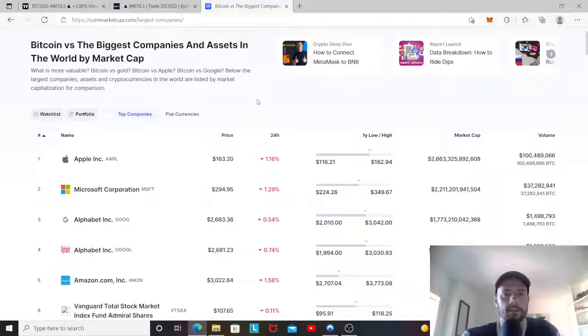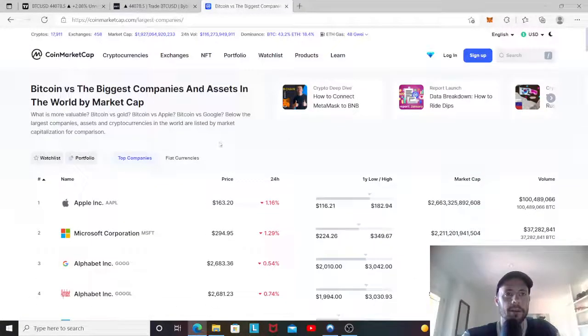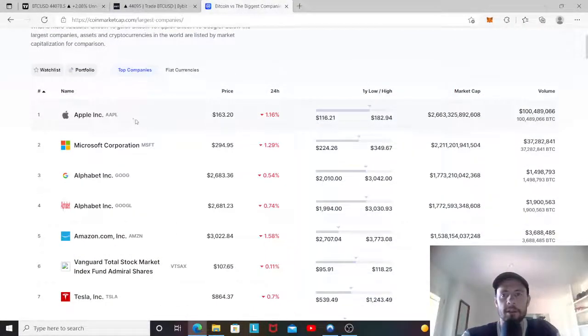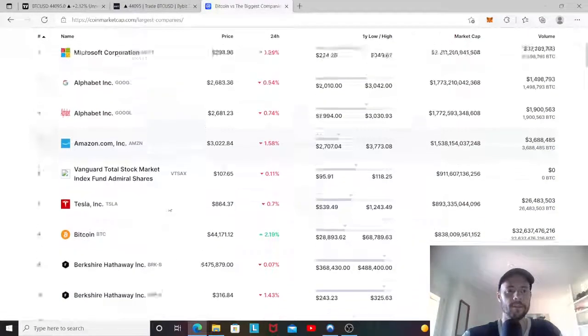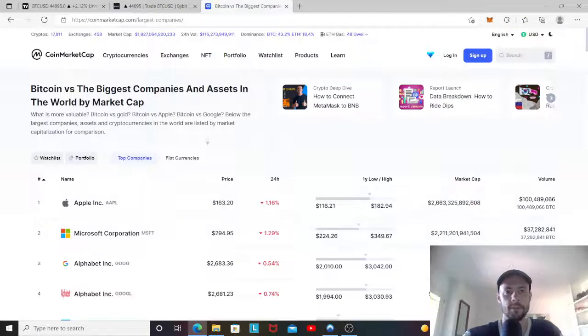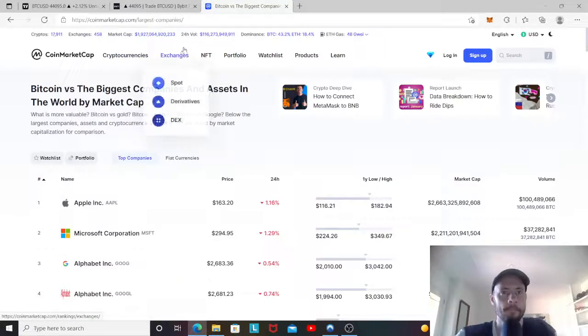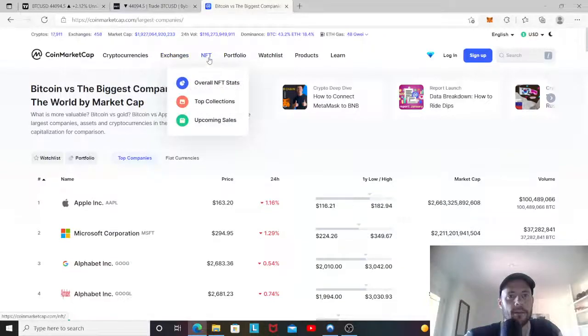Oh, you can go on top companies over here and see Bitcoin compared to companies. So Apple's market cap is 2.6 trillion. And Bitcoin's down here, 800 billion. So all these companies still have quite a bit. They're quite a bit larger than Bitcoin. So that's pretty cool. And then, let's see, we looked at that.